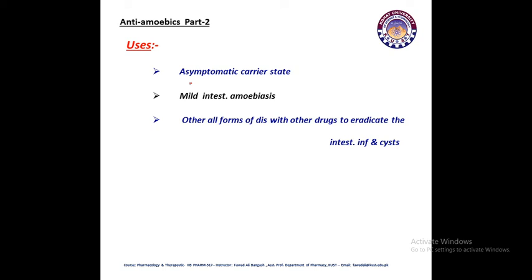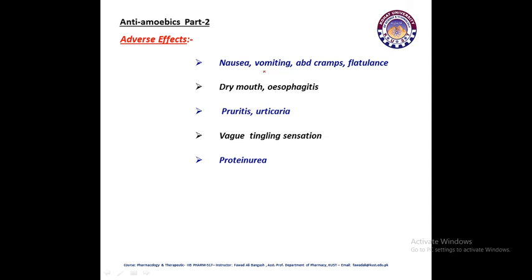Adverse effects of diloxanide furoate are nausea, vomiting, abdominal cramp, flatulence, dry mouth, esophagitis, pruritus, urticaria, vague tingling sensation, and proteinuria, which is an increased amount of protein in the urine. Contraindication: they are teratogenic, so contraindicated in pregnancy or children under 2 years.